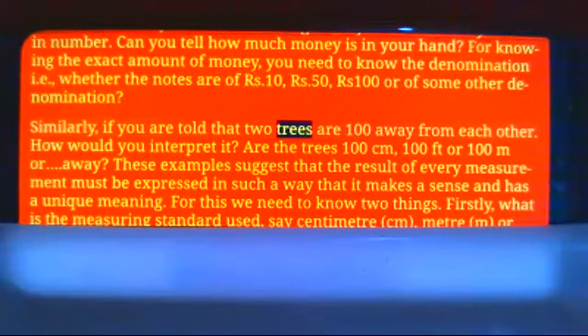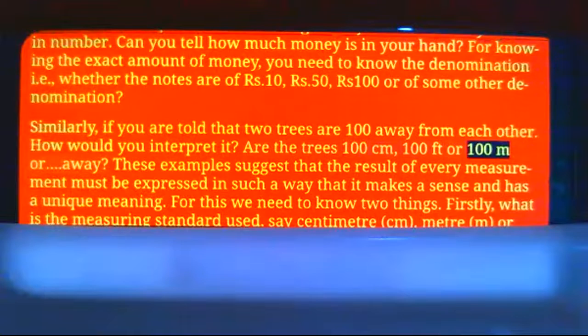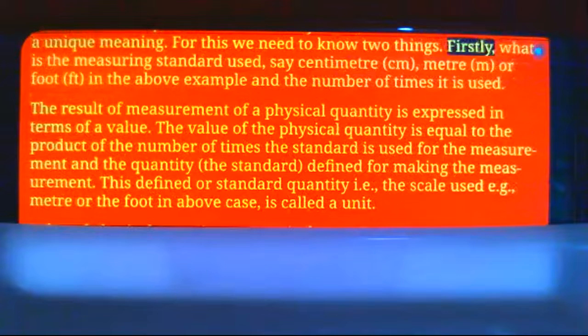Similarly, if you are told that 2 trees are 100 away from each other, how would you interpret it? Are the trees 100 centimeters, 100 feet, or 100 meters away? These examples suggest that the result of every measurement must be expressed in such a way that it makes sense and has a unique meaning. For this, we need to know 2 things. Firstly, what measuring standard is used, say centimeter, cm, meter, m, or foot in the above example, and the number of times it is used. The result of measurement of a physical quantity is expressed in terms of a value.